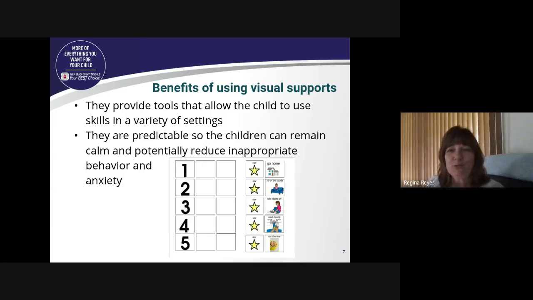Benefits of using visual supports. They provide tools that allow the child to use skills in a variety of settings, at school, at home, at the food store. They are predictable, so the kids can remain calm and potentially reduce any inappropriate behavior and anxiety that they may be having about something.